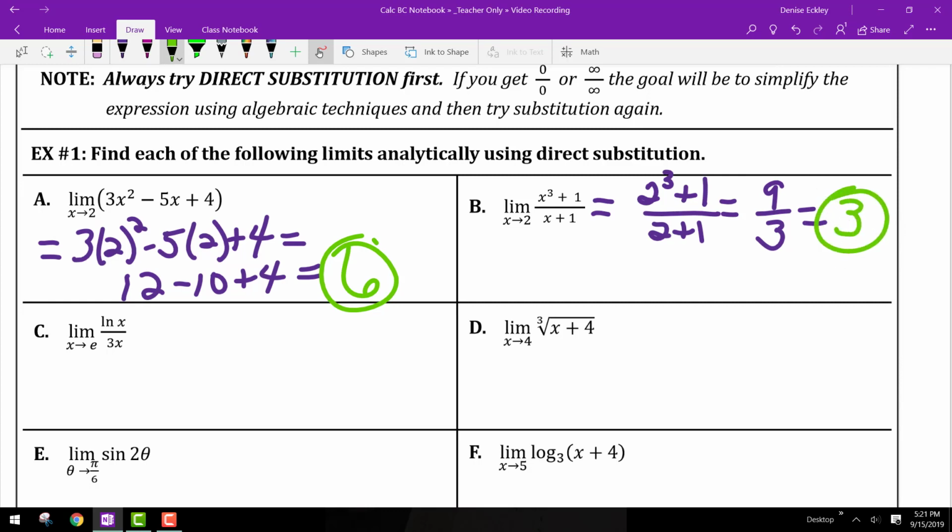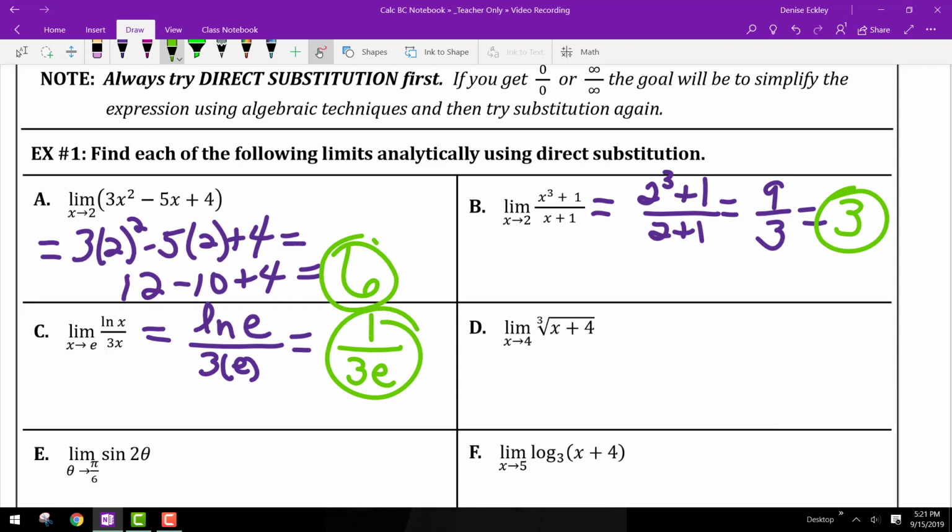Next one, we're going to take the limit as x approaches e of ln of x over 3x. Again, we're going to do direct substitution. So we're going to take ln of e over 3 times e. Hopefully you remember your properties of ln and logs, and ln of e is 1, and we have 3e in the denominator, so that's going to be our value.